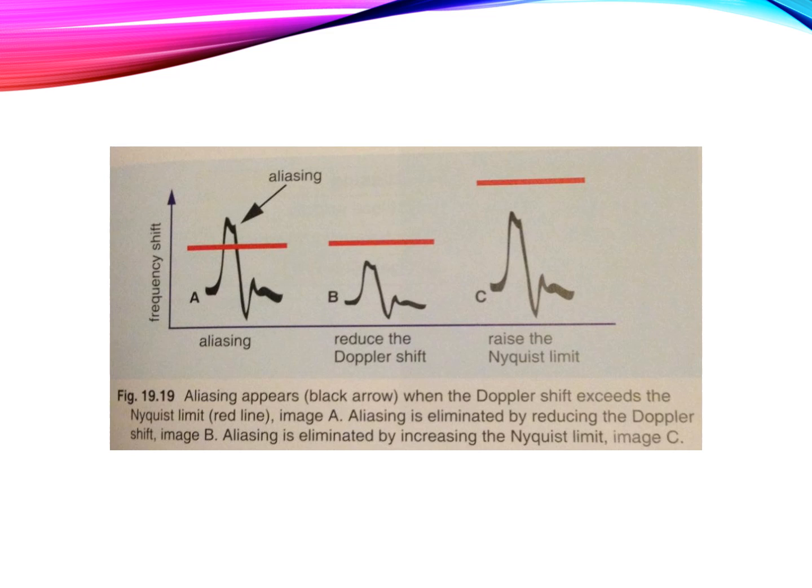This picture exemplifies even further how aliasing relates to the Nyquist limit. If this is our spectral tracing and we have our Nyquist limit set here, anything above that is going to go past the top of our scale and be wrapped around and put on the bottom. So the options are to reduce the Doppler shift, and we do that by reducing the frequency of the transducer, or we raise the Nyquist limit, and we do that by increasing our PRF or getting closer to the area of interest by reducing our depth, both of which will increase the PRF.